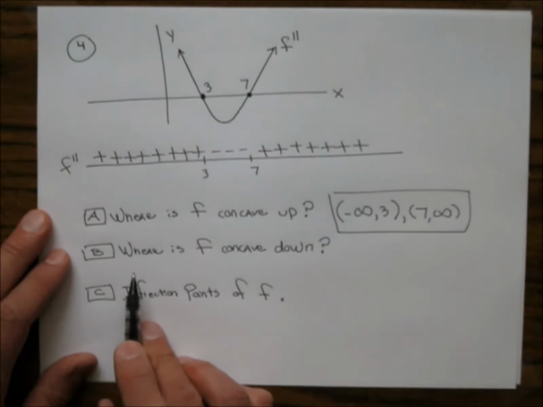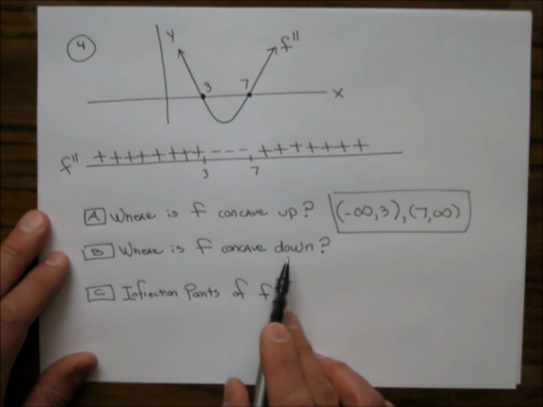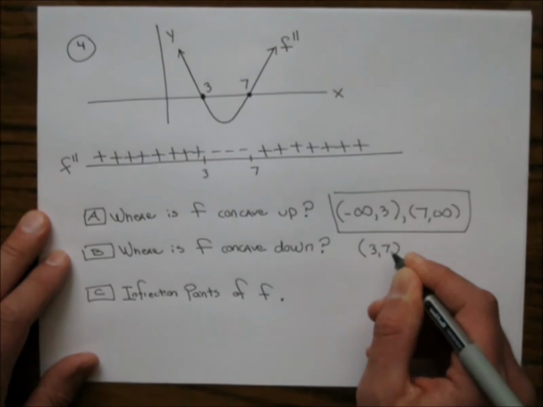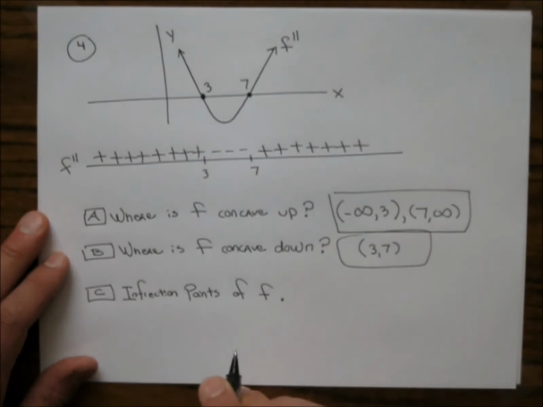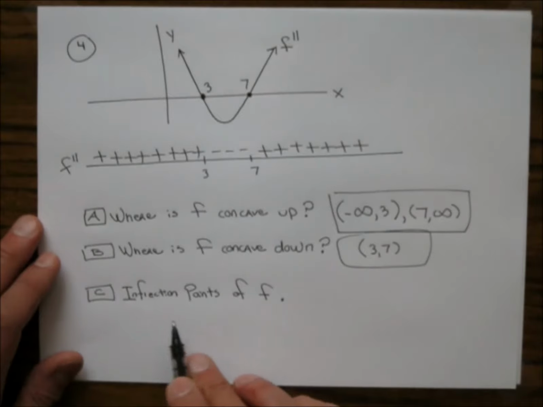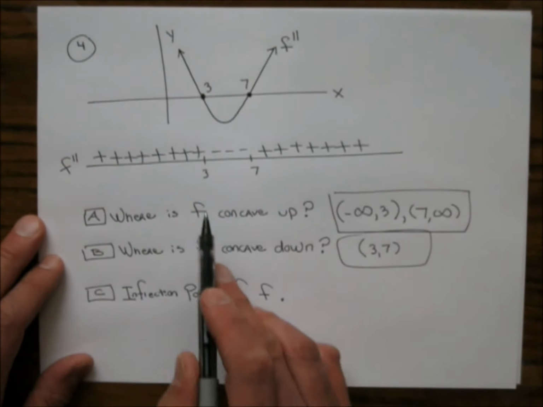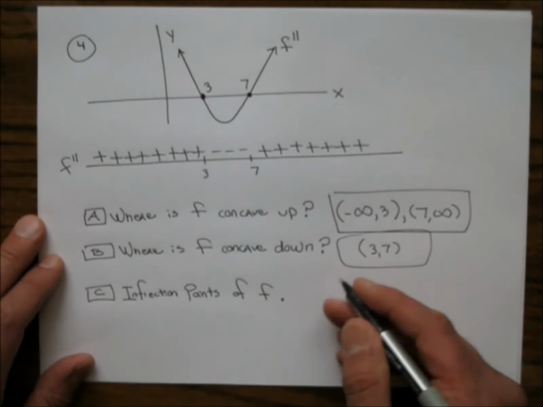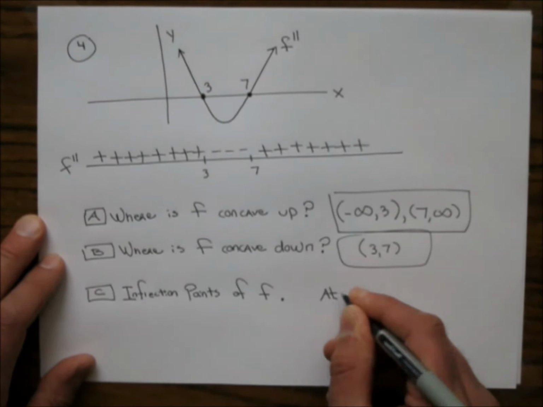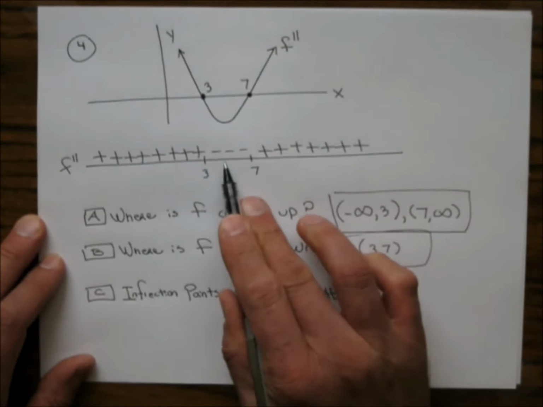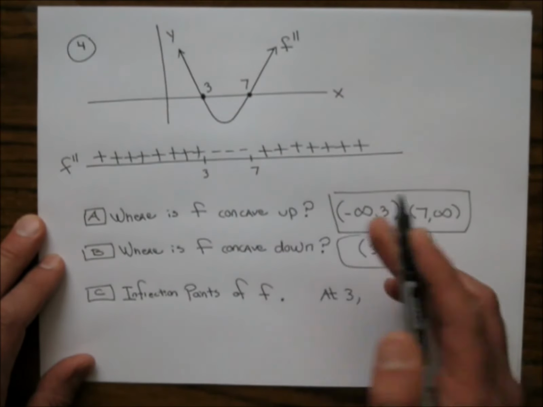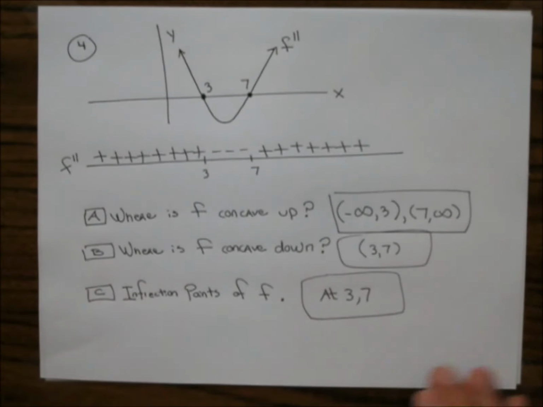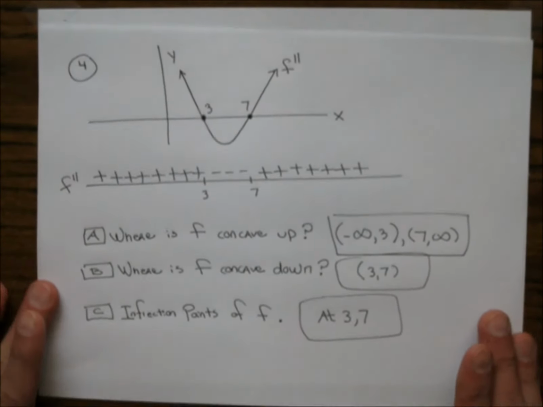The original graph is concave down, where you see the minuses from 3 to 7. And the inflection points are where they change concavity, and we change from concave up to concave down at 3. And we change from concave down to concave up at 7. So that completes problem number 4.